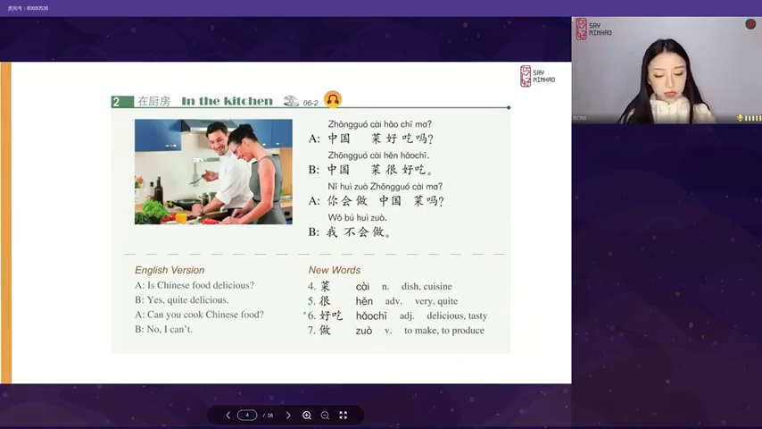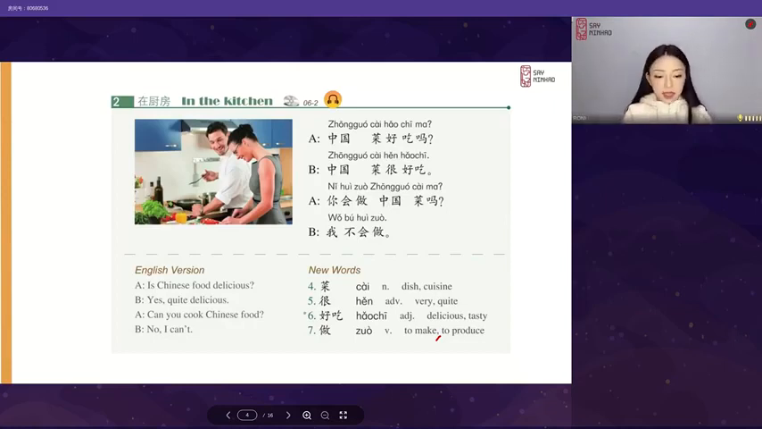Now let's try to read it from the start, each for twice. 3, 2, 1. Okay, now let's move on to the text. I will read it for once. Please listen carefully. 中国菜好吃吗? 中国菜很好吃。你会做中国菜吗?我不会做。Okay, let's see it sentences by sentences.